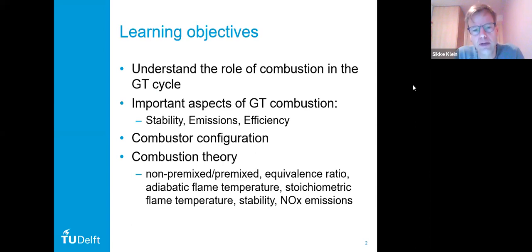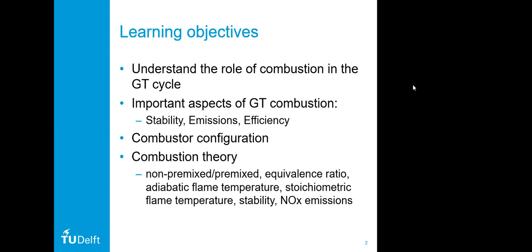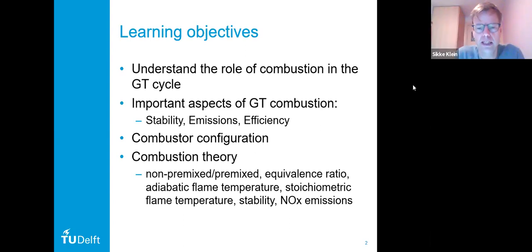Some important aspects of gas turbine combustion we mention here are stability, emissions, and efficiency. Then we'll discuss typical gas turbine combustion configurations and why people make choices like that. Then we go a little deeper into combustion theory, discussing the different flame types. The basic distinction is between non-premixed and premixed, turbulent and laminar. Very important aspects in combustion are equivalence ratio, adiabatic flame temperature, stoichiometric adiabatic flame temperature, stability and NOx emission. We will briefly touch upon them. You will be able to do some basic calculations, but for further discussion, we only have one class of combustion this year, so it will only briefly touch the surface.